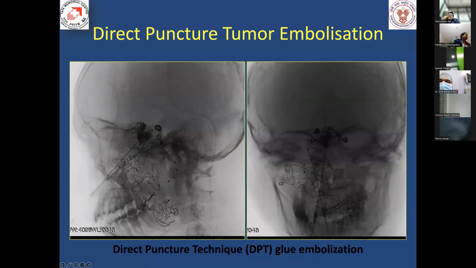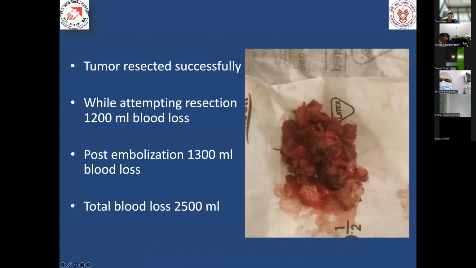And also, because it was adherent to the carotid artery, we also coiled the carotid artery so that there would not be blood loss because of carotid injury. And finally, the resection of the tumor in toto could be done. And it was so vascular, despite embolization, there was a loss of 1300 ml. And prior to that, when they started removing in the ICA territory itself, there was 1200 blood loss.